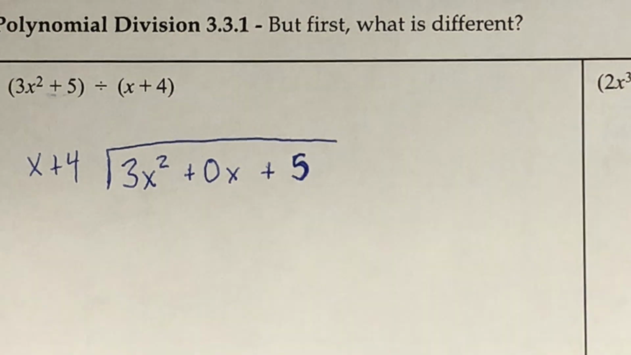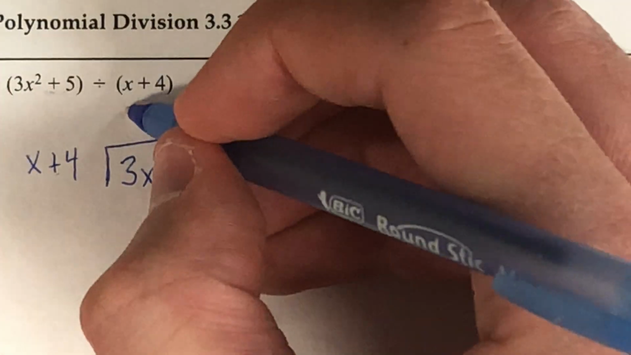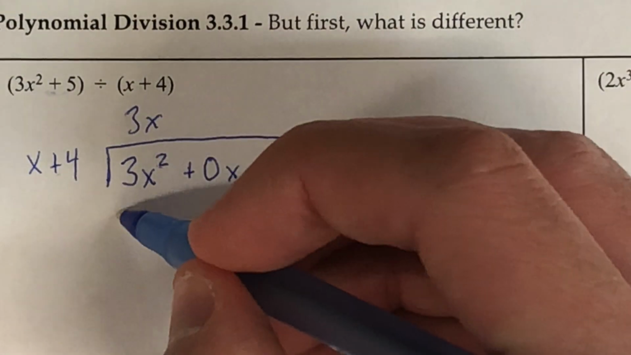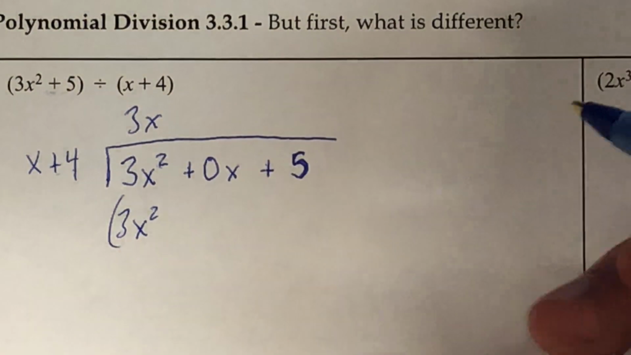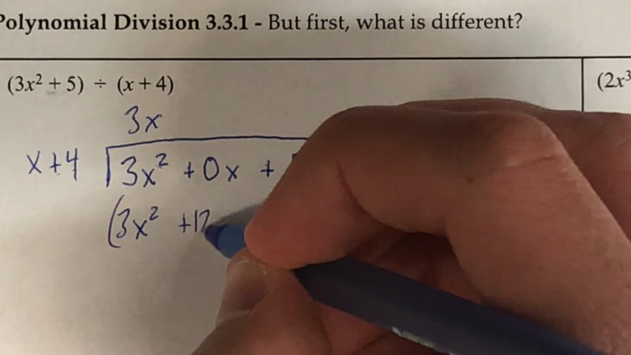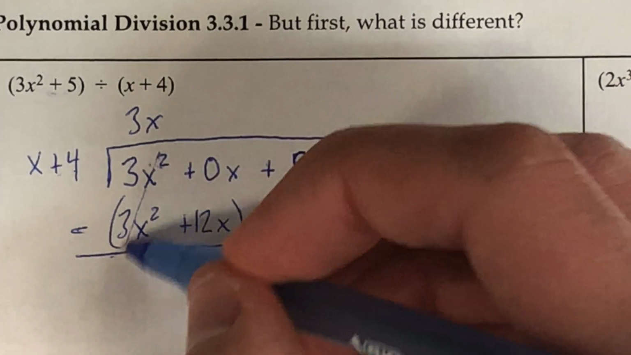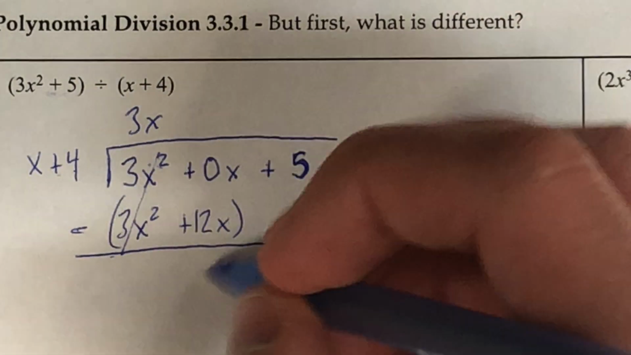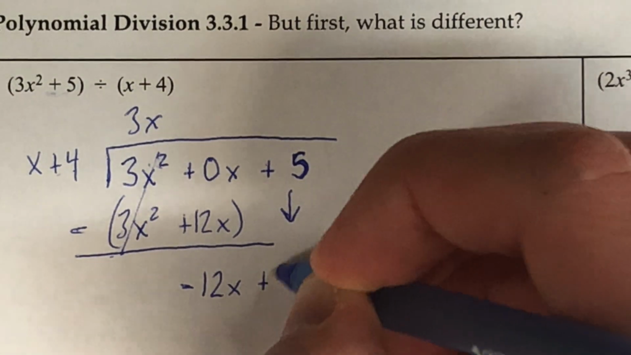So we'll treat this like we do our other problems. Figure out x times what is 3x squared, x times 3x. So 3x times x is 3x squared. 3x times 4 is 12x. So then when we subtract, 3x minus 3x cancels. 0x minus 12x is negative 12x. And then we bring down the 5.